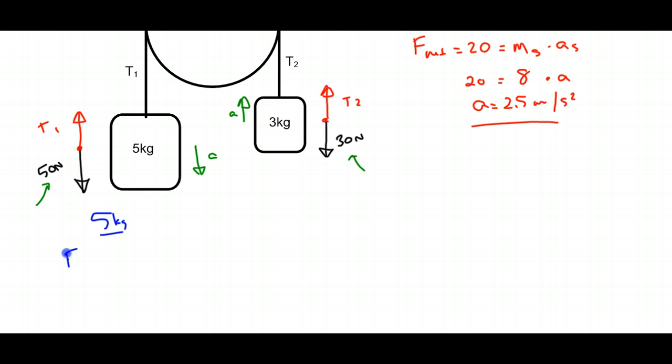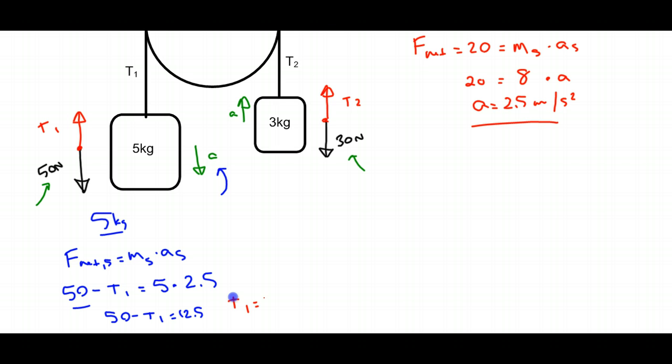The net force expression for this is going to be F net on the 5 equals mass of the 5 times acceleration of the 5. So 50 minus T1, right, because the 50 is going to overcome T1 because our acceleration is down. 50 minus T1 will equal 5 times our acceleration of 2.5. So 50 minus T1 equals 12.5, and thus T1 equals 37.5 newtons. So this 5 kilogram object has 50 newtons pulling down, 37.5 newtons pulling up.